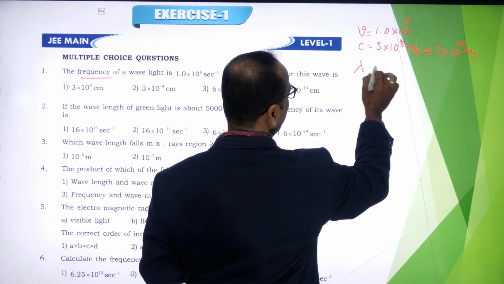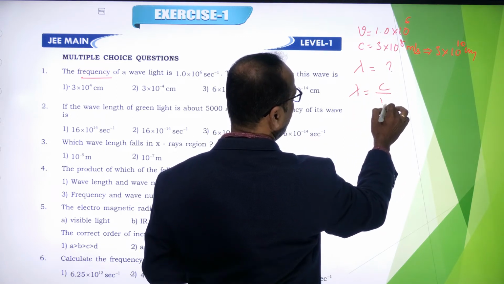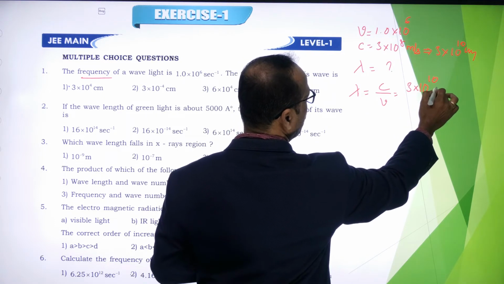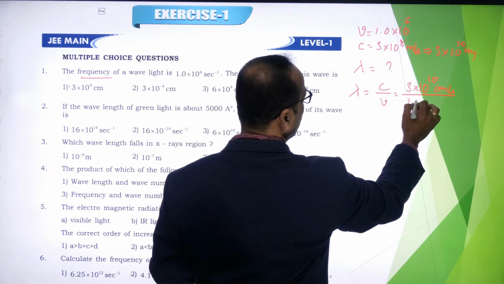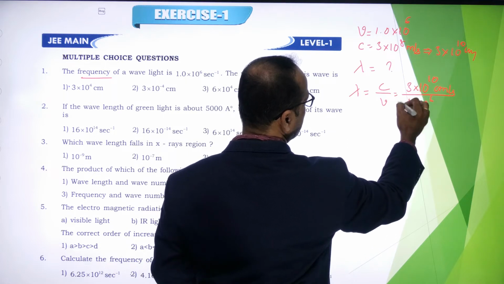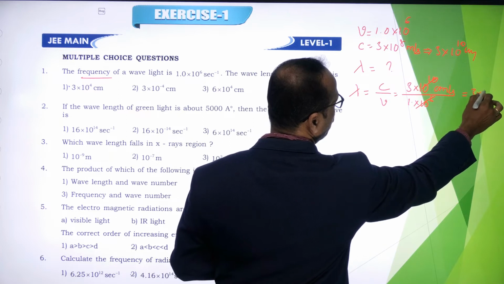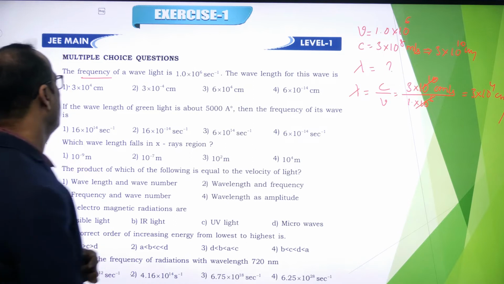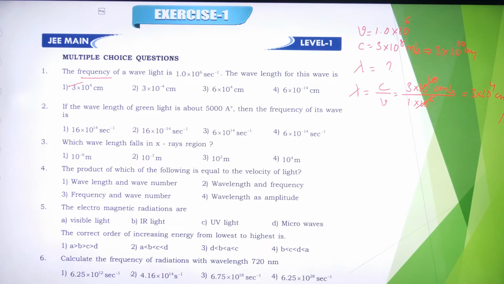Now they are asking to find the wavelength. So what is the formula of wavelength? Wavelength is equal to c by nu. So c is 3 into 10 to the power of 10 centimeters per second divided by 1.0 into 10 to the power of 6. So this 3 remains same and the power becomes 4. So that comes to 3 into 10 to the power of 4 centimeters, which is the right answer. So the answer is the first option.